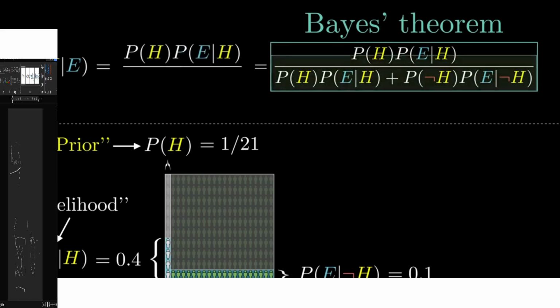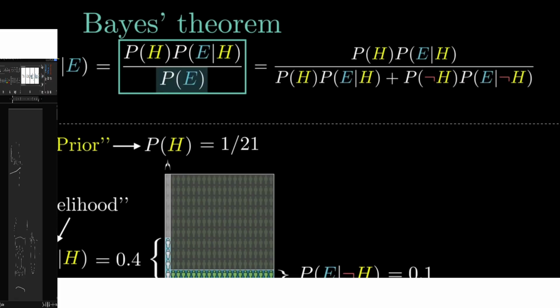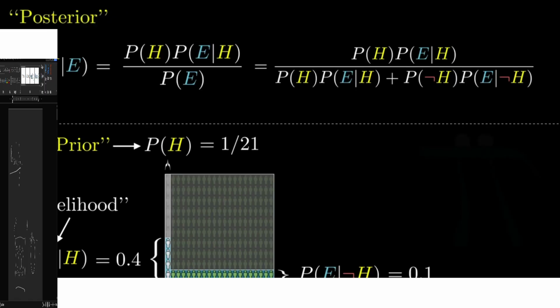More often, you see this denominator written simply as P of E, the total probability of seeing the evidence, which in our example would be the 24 out of 210. But in practice, to calculate it, you almost always have to break it down into the case where the hypothesis is true and the one where it isn't. Capping things off with one final bit of jargon, this answer is called the posterior. It's your belief about the hypothesis after seeing the evidence.